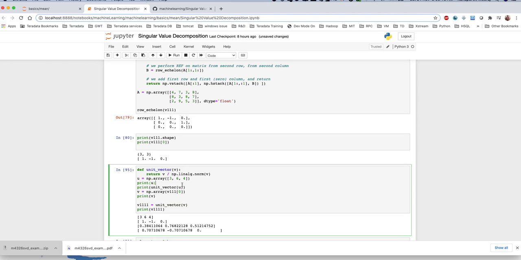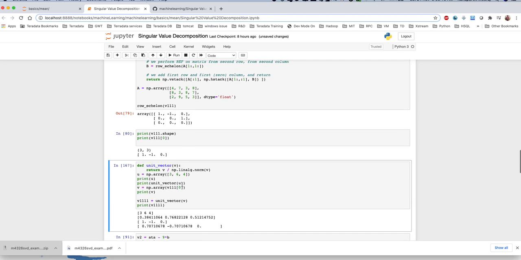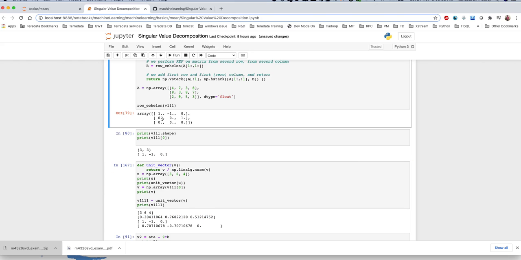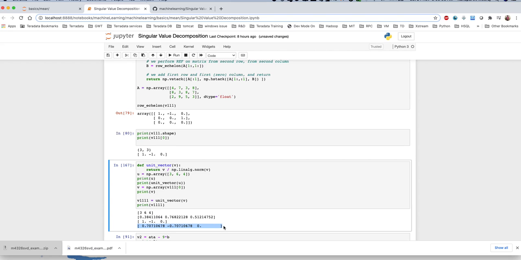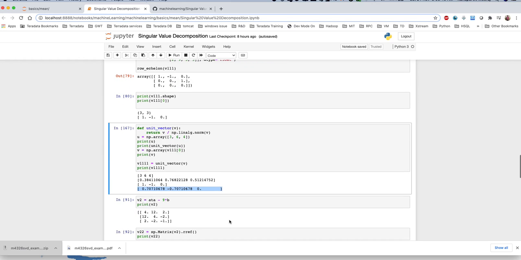So when you have this array and you try to get the unit vector, it will calculate the distance. That means it's the square root of 3 square plus 6 square plus 4 square, and divide each element by that value, and finally you end up like this. Similarly, given this matrix, for the first row I'm trying to get the unit vector. This is the unit vector which I get. This is the third step that we have to do in order to get the decomposition.